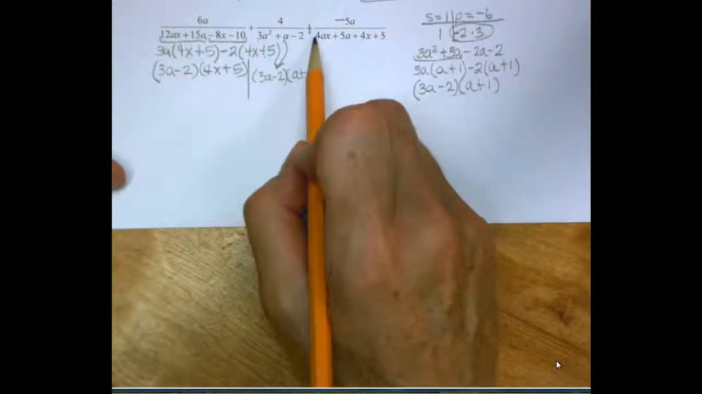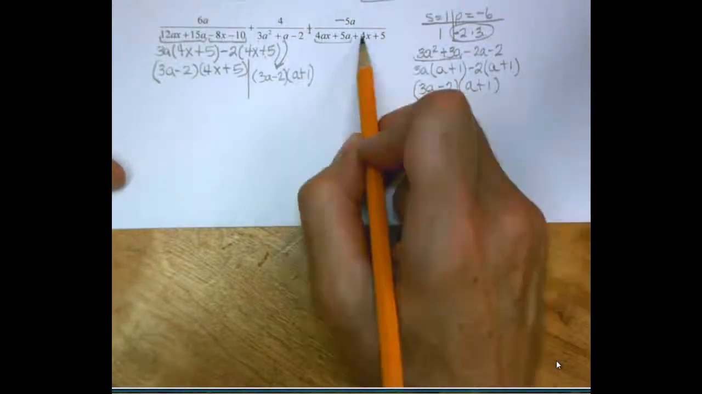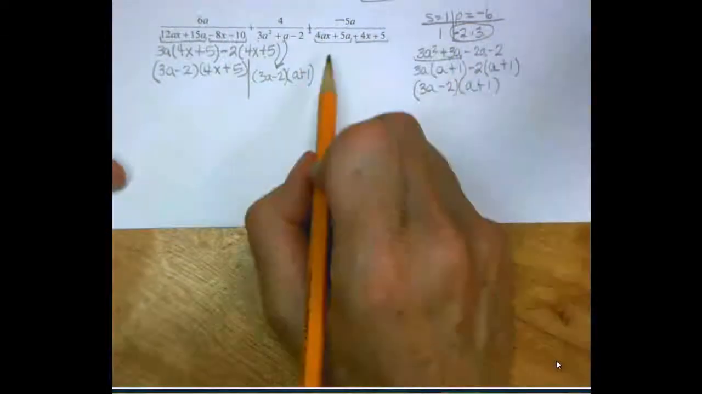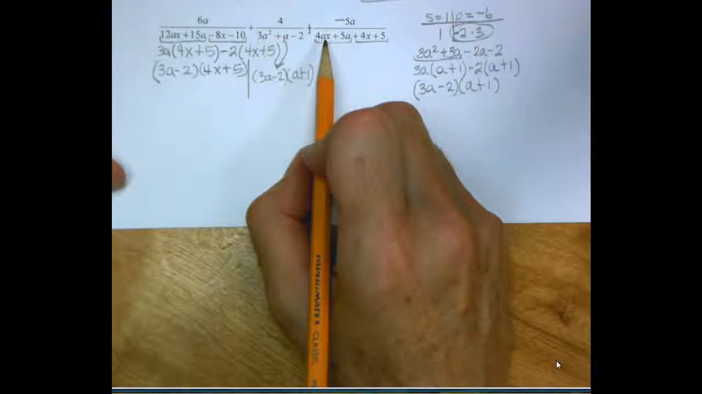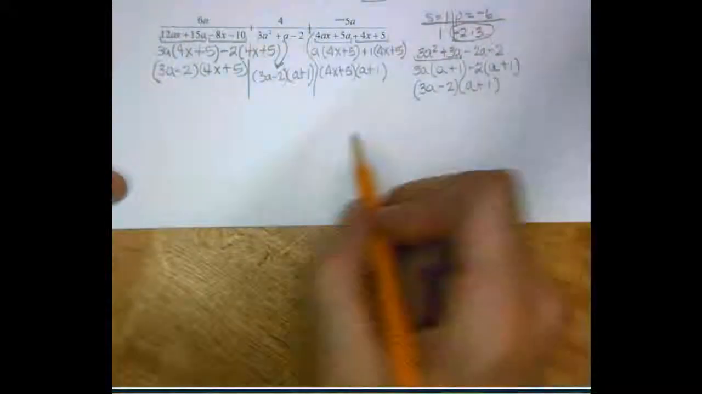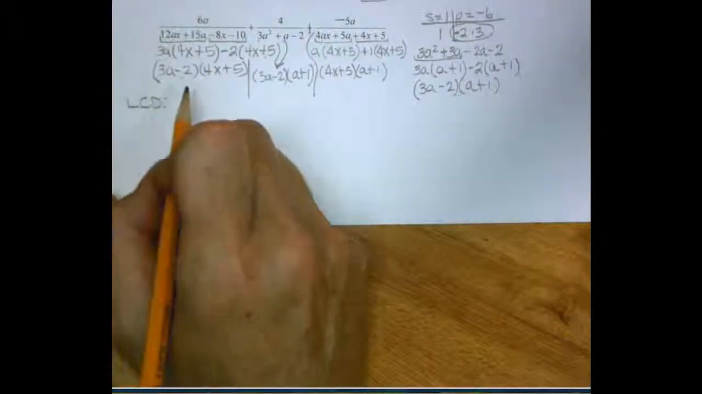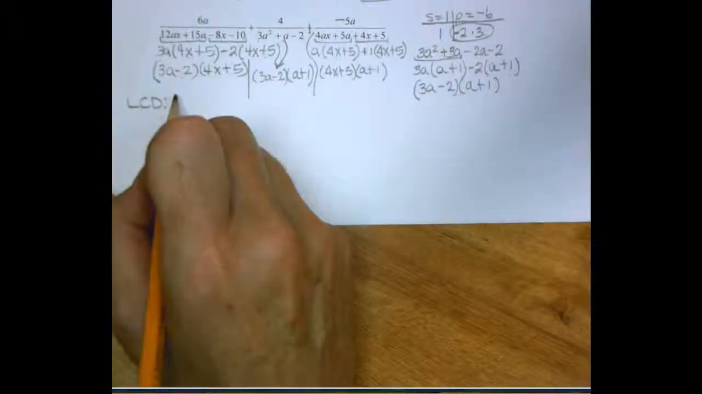Now my last denominator is a factor by grouping problem also. And the first pair, I can pull out just an a, it looks like. And I have 4x plus 5 left. And I have a 4x plus 5 there, so I just want to pull out a plus 1. And then my next step is to pull out this common 4x plus 5, and I have left an a plus 1. Then I want to make my LCD, both factors from the first denominator.